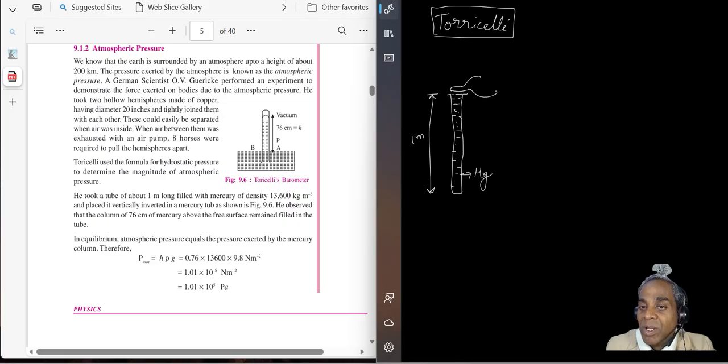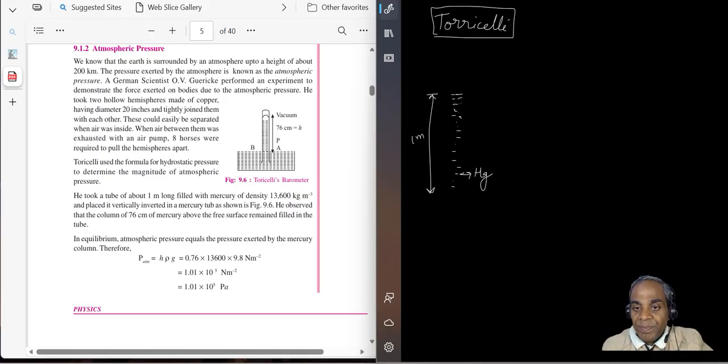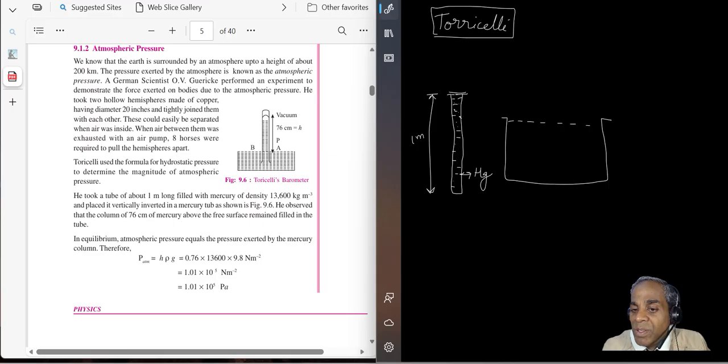I'm not able to draw this thumb surely. My drawing skills are not that good, but let's understand there is a seal here. Now once he sealed it tightly with his thumb, he inverted this tube and placed it inside a large trough which was filled with mercury.